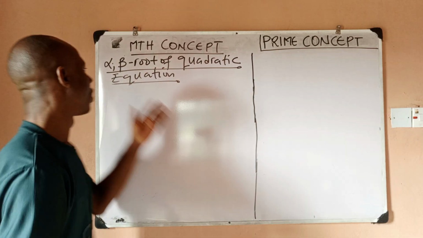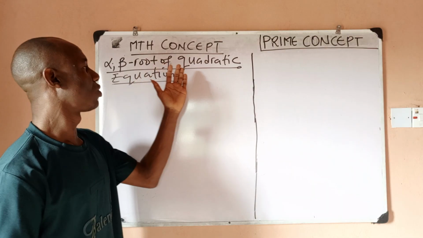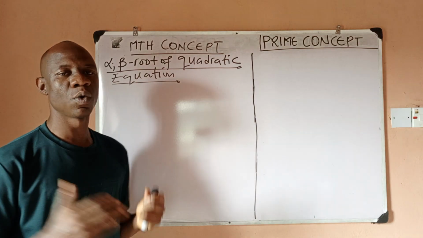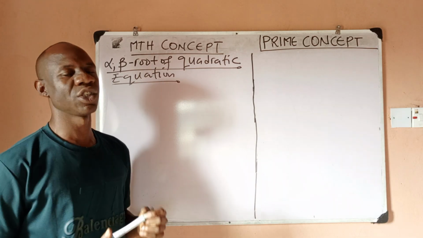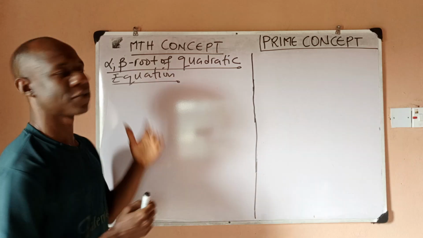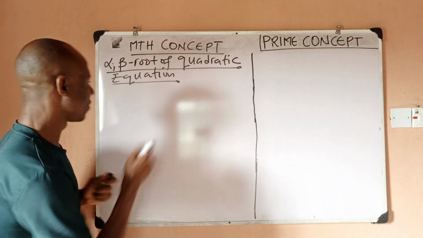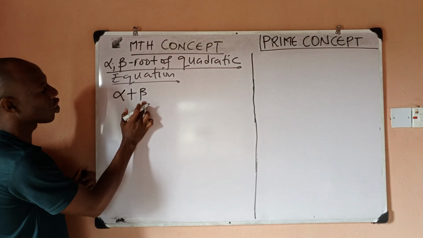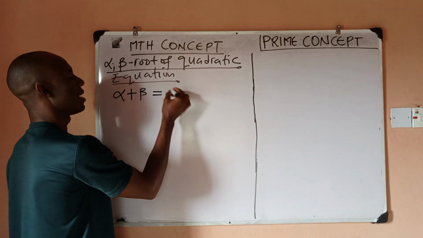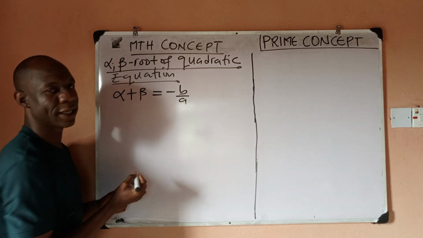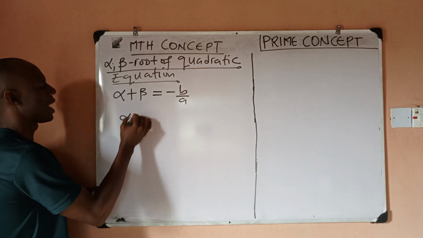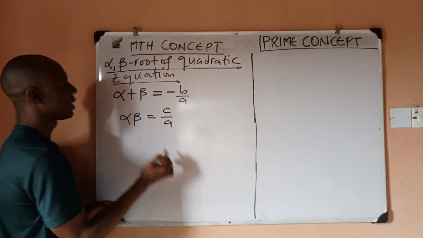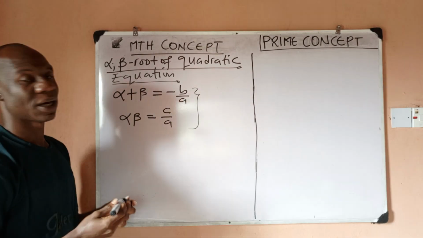Now in this video, we want to consider the alpha beta roots of quadratic equation. We already introduced this concept in our previous video. So in this video, we want to look at the further relationships for alpha and beta. In our previous video, we established that alpha plus beta is known as sum of roots, and the formula we derived is minus b over a. And we also arrived at the formula for alpha beta, the product of roots. We said it is c over a.